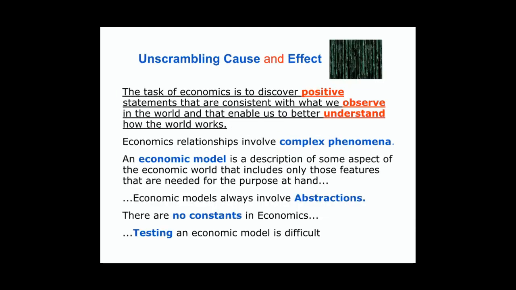Now, our goal in economics is to unscramble cause and effect. It's to discover positive statements that are consistent with the world that we observe. We put statements that we can test and see if they're true. And if we do this well, then we can better understand how the world works. But we have to be careful because the relationships in economics involve complex phenomena. Remember, it's more like psychology than it is like chemistry or physics. In natural sciences, we can reduce things to one variable and one unknown, but we can't do that in here. We're always at the end left with many variables and many unknowns.